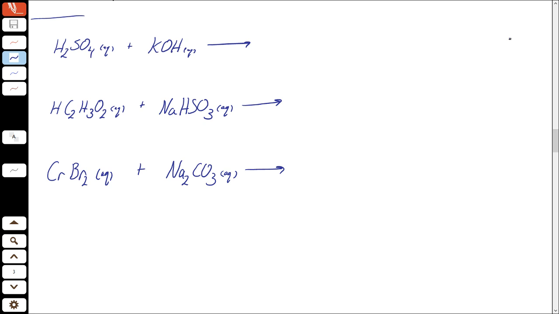Try to actually commit yourself to writing something down, even if you don't really know. Try to imagine you're taking a test and you have to write something down because you want to get partial credit. What would you write down? Write down some answers. It's a lot easier to figure out where you're going wrong if you have something to look at to critique. Make some guesses as to what those products would be.